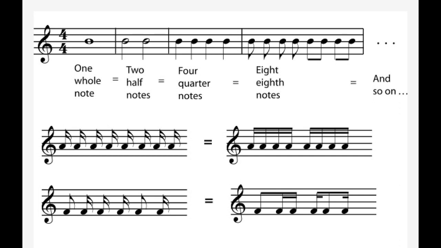Notice that each note has the same number of beams as it would have flags, even if it is connected to a different type of note. The notes are often, but not always, connected so that each beamed group gets one beat. This makes the notes easier to read quickly.